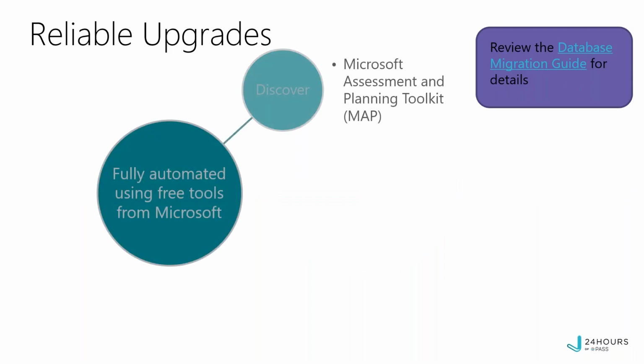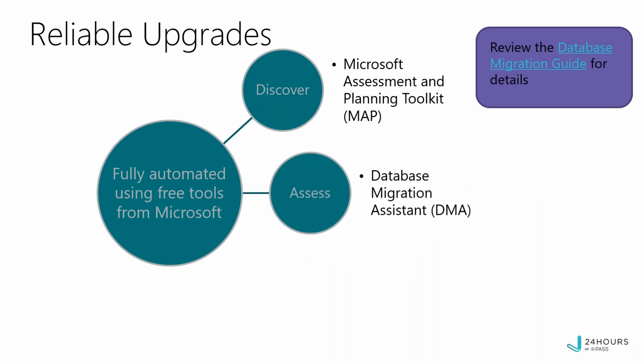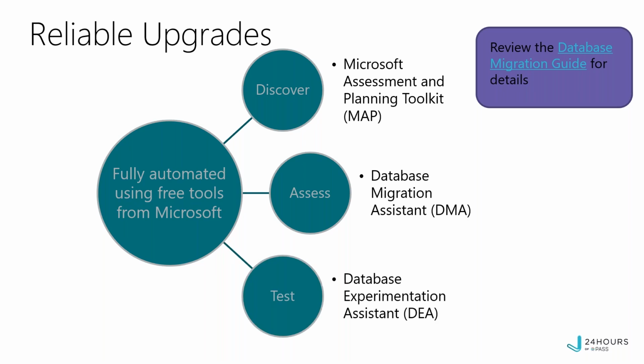So the first tool we're going to talk about is the MAP Toolkit. This would be used for the assessment phase. The next is the Database Migration Assistant, which is one of the tools that Pedro was referencing that can help you find things like deprecated and discontinued features. And then we will talk about the Database Experimentation Assistant, which can help you do some testing between old version and new version, help you identify performance issues and things like that. And then towards the end, we will also talk about a tool that you can use post-migration to help mitigate any issues. So these are the main tools, and as I said, they are in the Database Migration Guide.